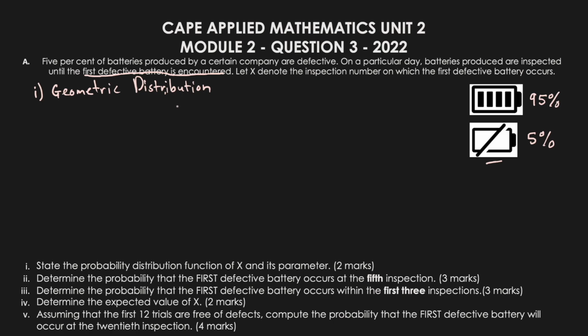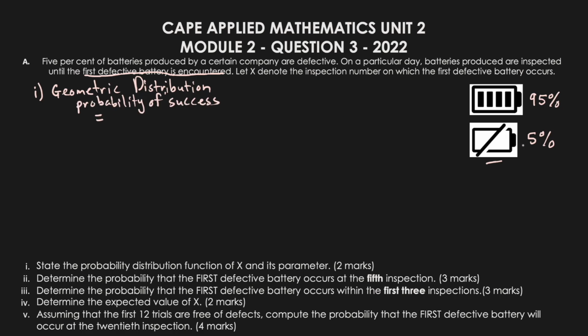Think of a basketball player. If they are shooting a basketball, you want to know the probability of them hitting their first shot after 5 attempts. That is a geometric distribution that we're talking about because we're looking for their first success. The first success being when they hit their first shot. The parameter for the geometric distribution is usually the probability of that particular success. So in this case, our probability of success is equal to 5%.